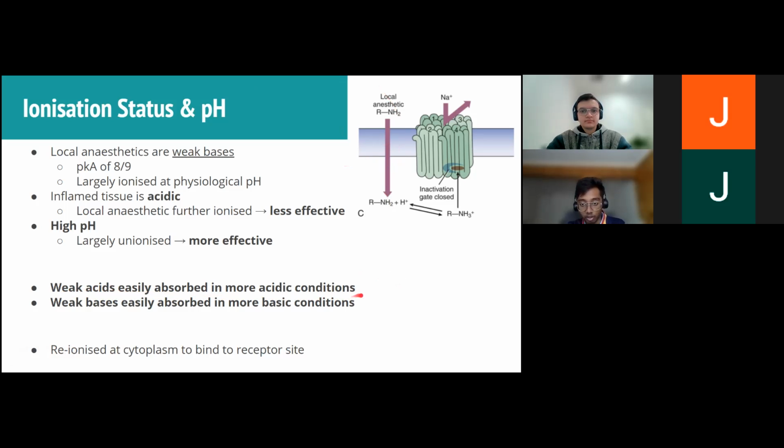And as a rule of thumb, we can think of it as weak acids are easily absorbed in more acidic conditions, weak bases easily absorbed in more basic conditions. And yeah, so even if it is ionized, even if it's not ionized, as you can see here on this diagram, in the cytoplasm, it ends up being reionized to bind to the receptor site. Just for, I don't know if you guys want to know that.